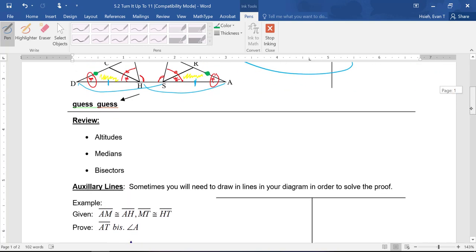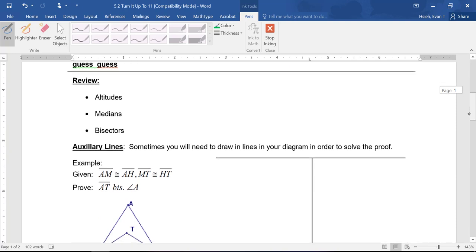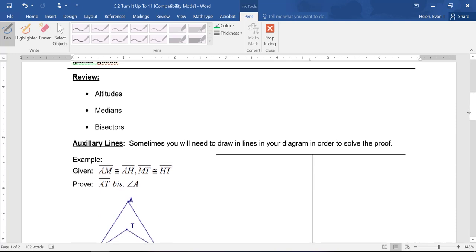Okay. So in this section, they're going to bring back altitudes, medians, and angle bisectors, and perpendicular bisectors. Actually, bisectors of all types. Altitudes, of course, is when you have a segment drawn perpendicular to the opposite side of a triangle. Medians is when you have a segment drawn to the midpoint of the opposite side. Perpendicular bisectors are perpendicular and bisect each of the sides.